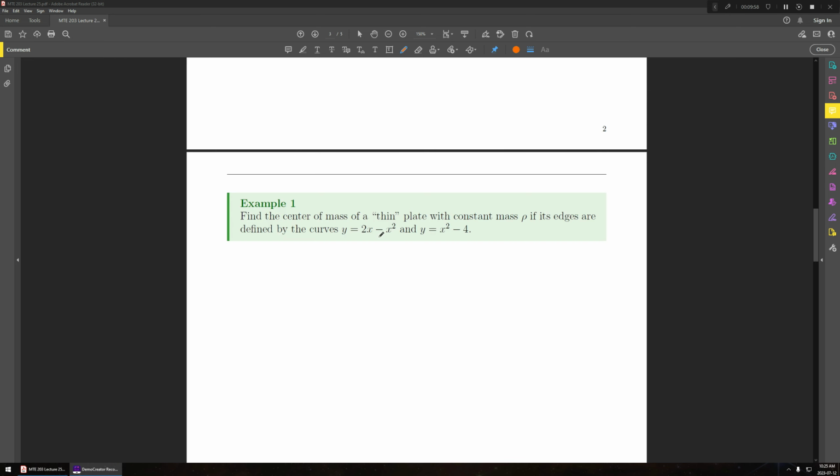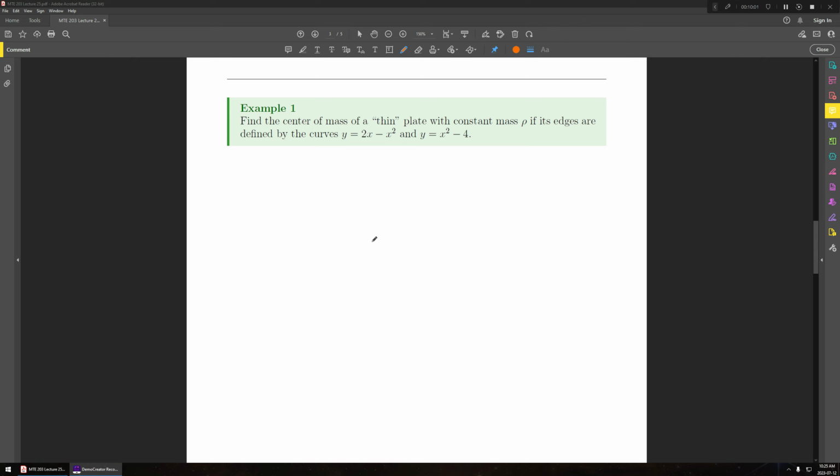Okay. So, find the center of mass of a thin, so by thin I mean essentially two-dimensional, plate with constant mass m if its edges are defined by these two curves. Okay, so what I need to do here is set up my double integral and then evaluate it. So how do we go about setting up double integrals? Again, the first thing we always do is we draw our picture so we have an idea of what we're talking about. So if I look at these two curves here, I know the roots are going to be 2 would work and 0 would work, right?